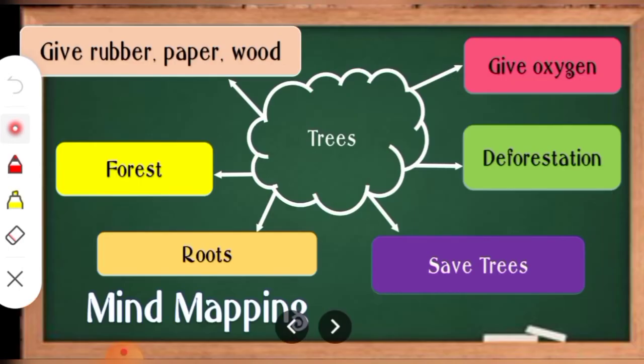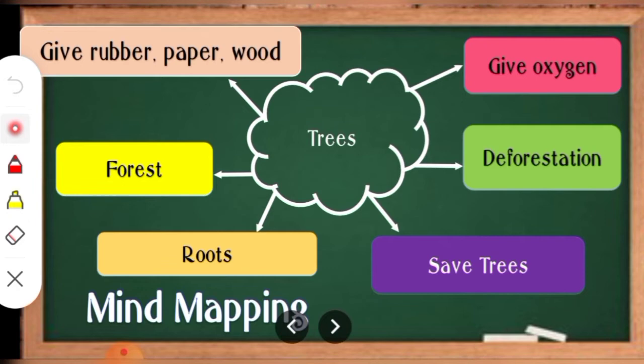So, when I say the word tree, what comes to your mind? Yes, they give rubber, paper, wood, etc. They give oxygen, which is very important for our survival. Yes, a place where there are many trees together is called a forest. Yes, trees have different parts like roots, fruit, leaves, etc.